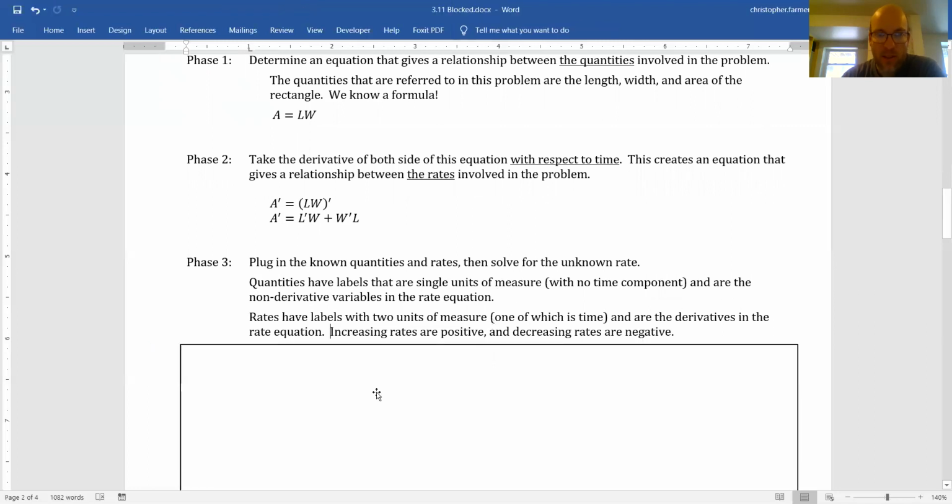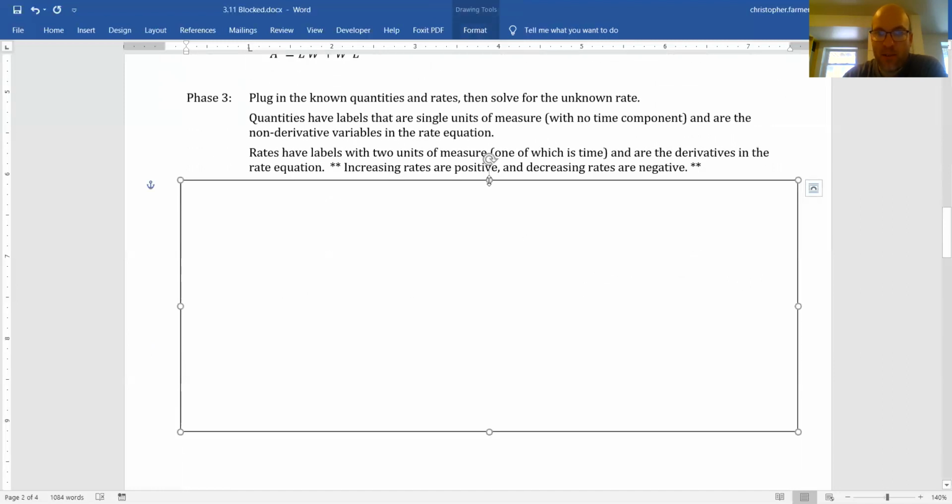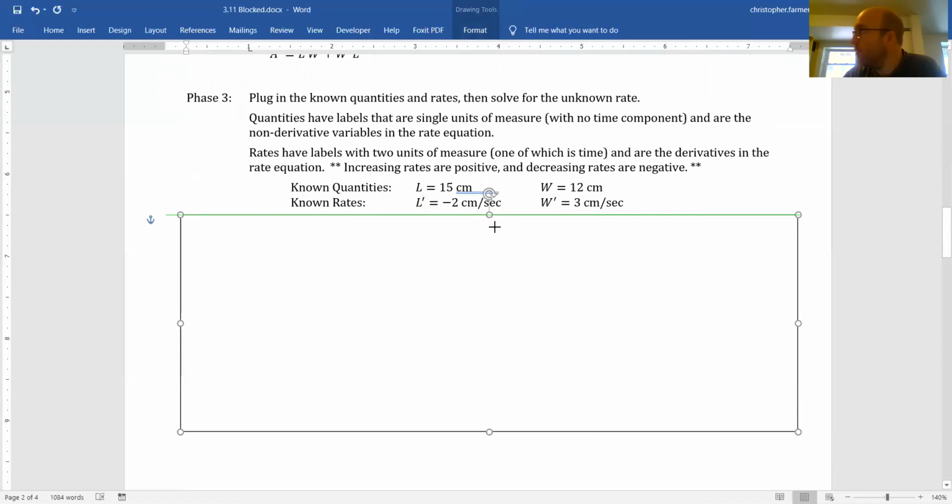One thing to be a little bit careful with here is that you do have to pay attention to the signs. You're never going to have a negative length or a negative area or anything like that, but their rates can be negative. Increasing rates, of course, are positive. Decreasing rates are negative. So that's one thing. It's a minor issue, but it's something that's easily missed. So that's why I wanted to bring that up.